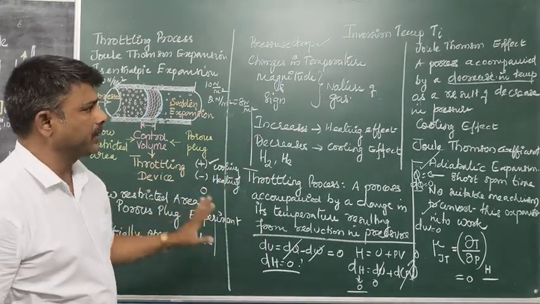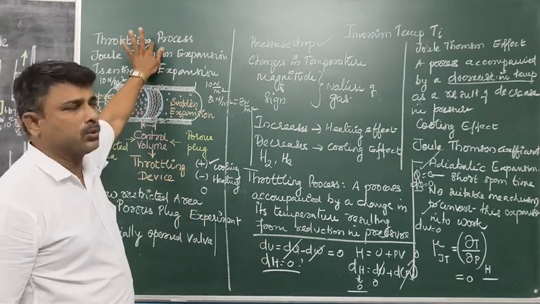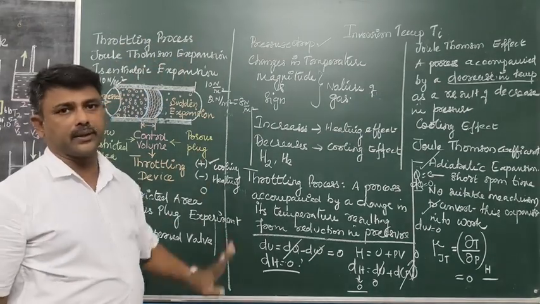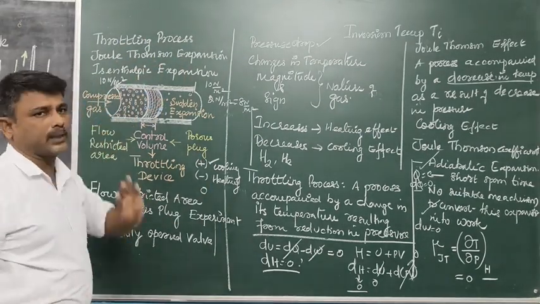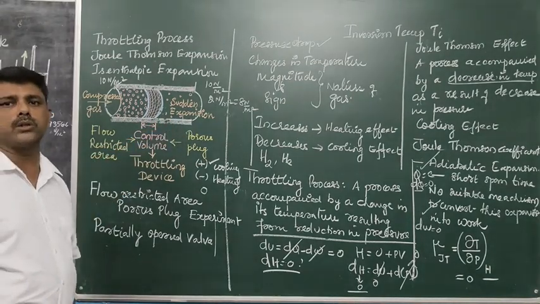This is the brief information or fundamentals of throttling process. Throttling process is also known as Joule-Thomson expansion or isenthalpic expansion process. This equipment is popularly known as Joule-Thomson porous plug experiment.